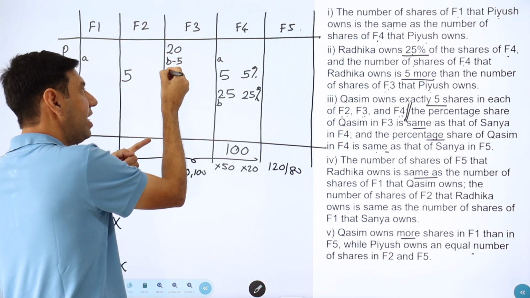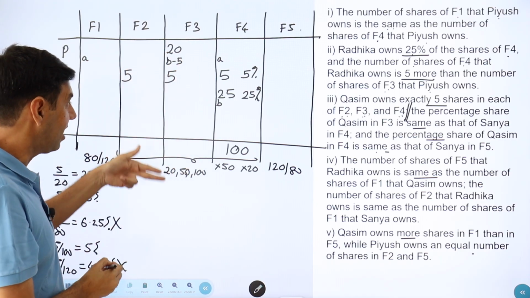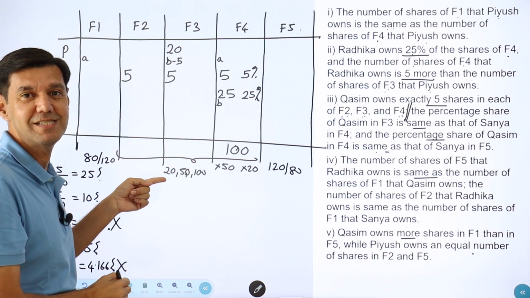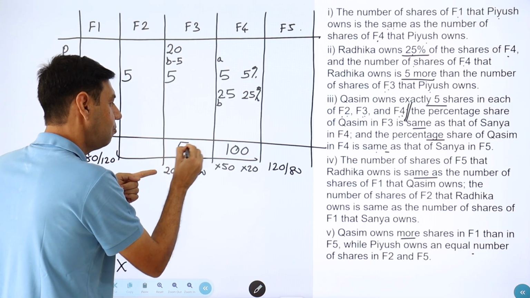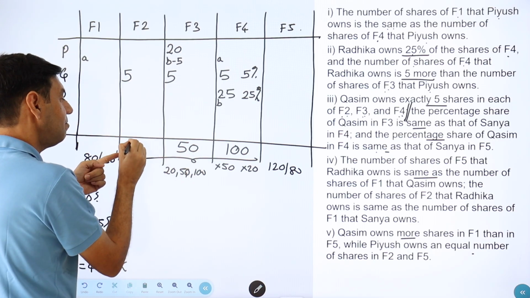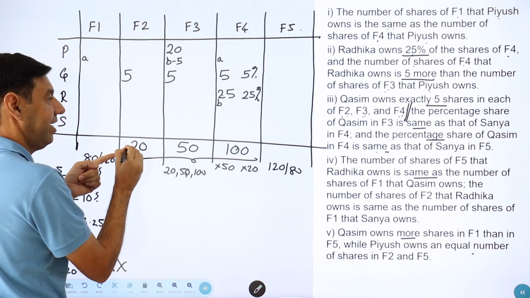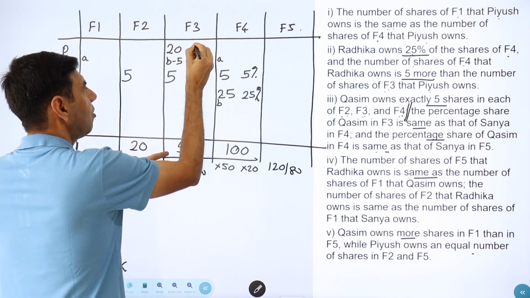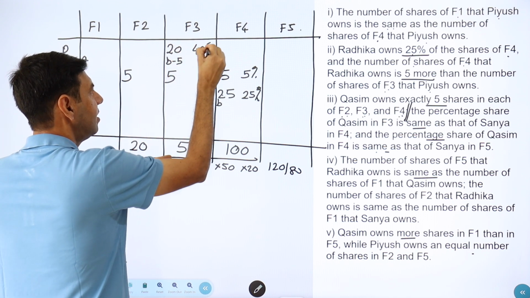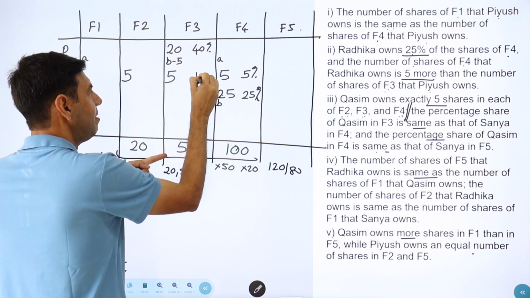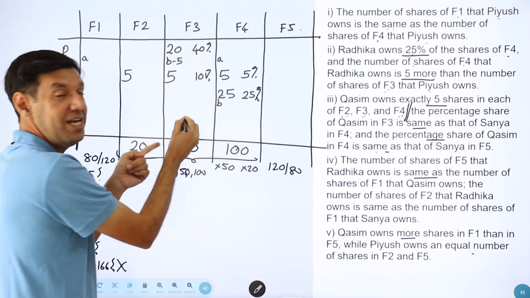And if this is 20 and this is 25, how can this column be 20? So this column has to be 50, and if this column is 50, this has to be 20. Oh, the percentage is 20 out of 50 is 40%. 5 out of 50 is 10%. Oh, this is that 50 column.